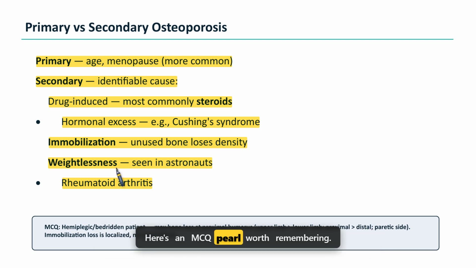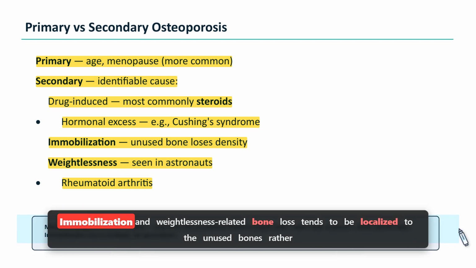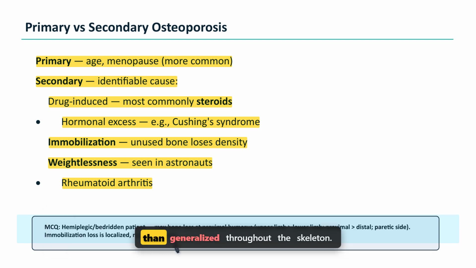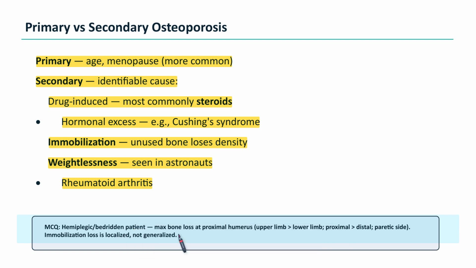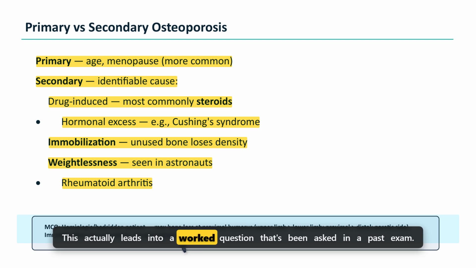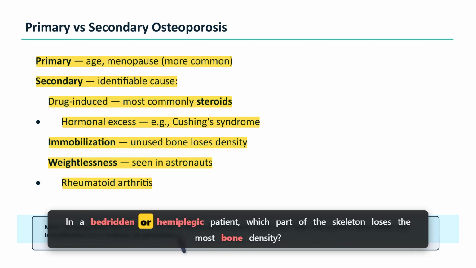Here's an MCQ pearl worth remembering. Immobilization and weightlessness-related bone loss tends to be localized to the unused bones rather than generalized throughout the skeleton. This actually leads into a worked question that's been asked in a past exam. In a bedridden or hemiplegic patient, which part of the skeleton loses the most bone density?